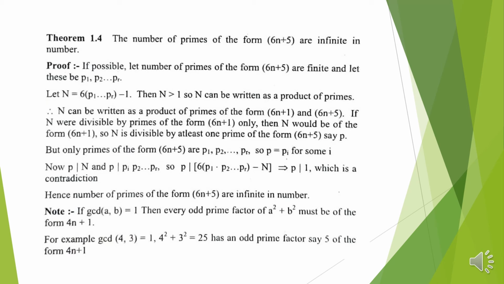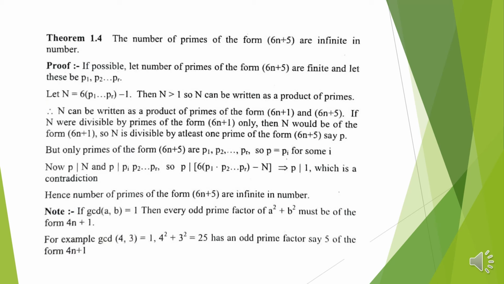Again, we have a theorem: the number of primes of the form 6n + 5 is infinite. If possible, let the number of primes of the form 6n + 5 be finite and let these be p1, p2, p3, and so on pr. Again, let n = 6p1p2...pr − 1, then n is greater than 1. So n can be written as a product of primes.